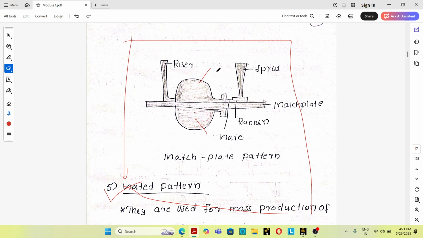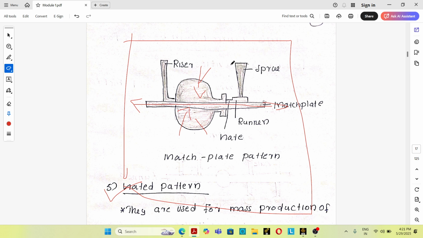So patterns are made in two pieces. One piece is mounted on one side of the match plate and the other piece is mounted on the other side of the match plate. Upon that, the two halves are fixed. Gates and runners are also attached to the plate along with the patterns.